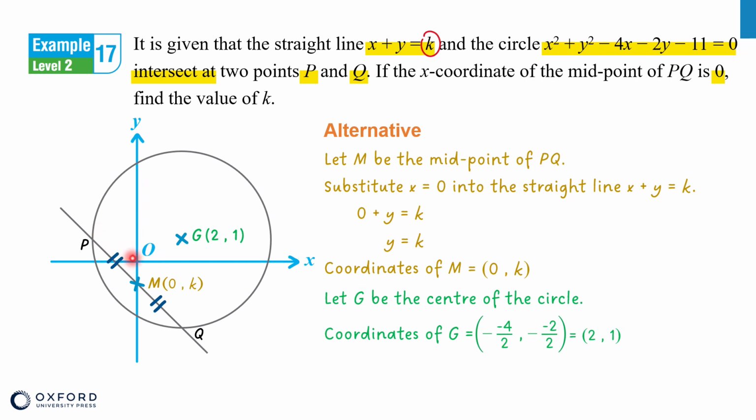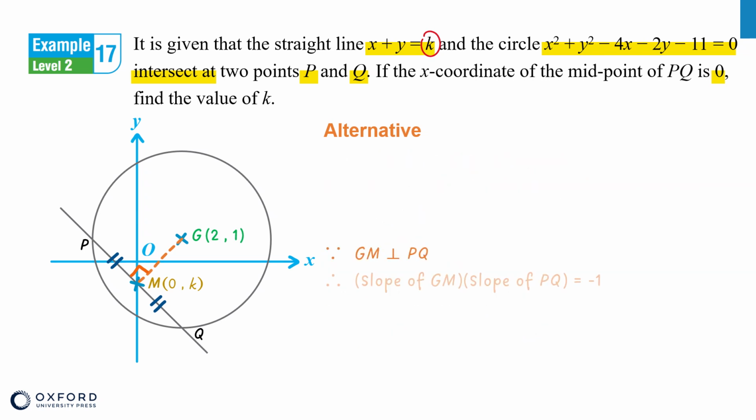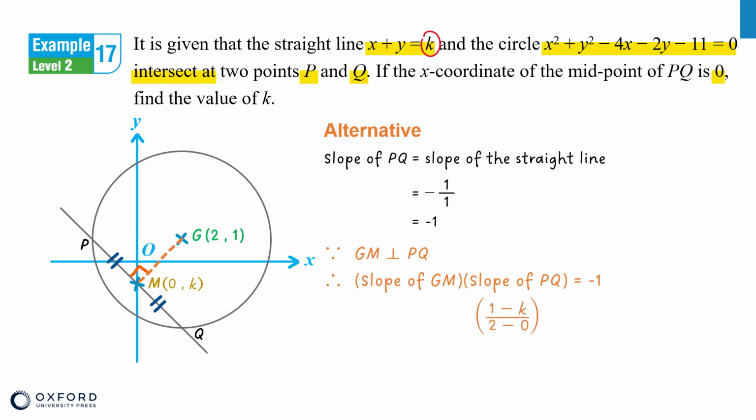Then, since PM is equal to QM, the line passing through M and the center G will be perpendicular to the chord PQ. Therefore, the product of the slopes of PQ and GM will be negative 1. The slope of PQ can be obtained from its equation, which is negative 1. The slope of GM is (1 minus k) over (2 minus 0). The product of the two is equal to negative 1. Solving it, we can still get the same result. k is equal to negative 1. That's it.